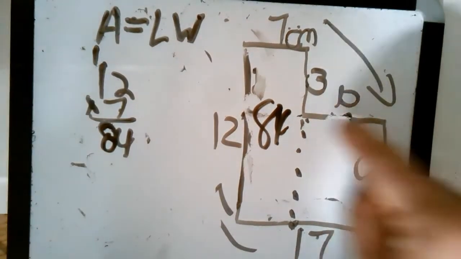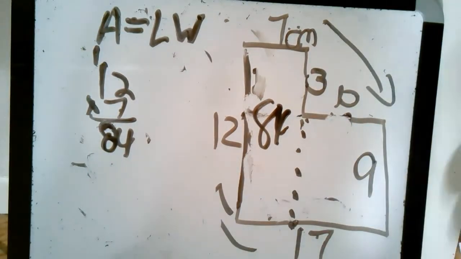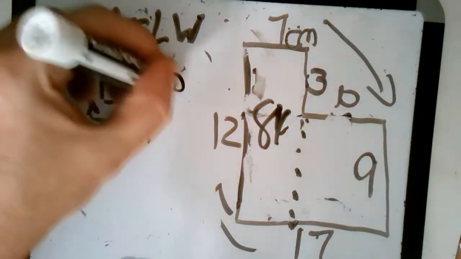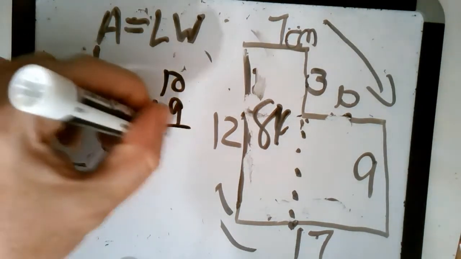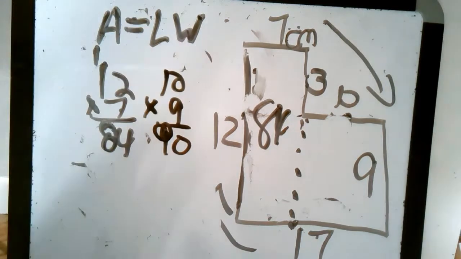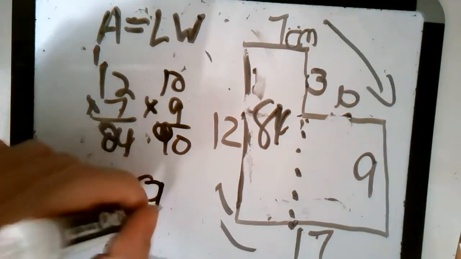Now I have 10 and 9. Well, 10 times 9, it's an easier one, is just 90. 10 times 9 is 90. And I add those up.